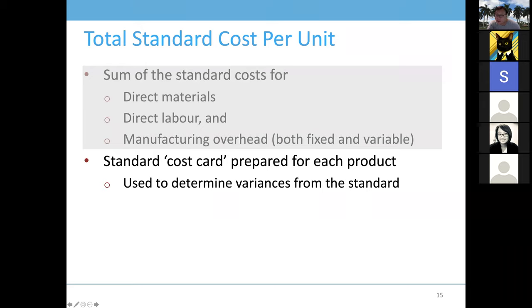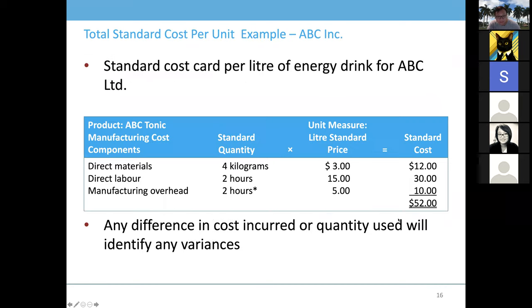And once you have the actual numbers, you can determine the variances from this standard. So for example, this will be a standard cost card. For material, for each liter of the energy drink, you need 4 kilograms of direct materials, and each kilogram costs $3. So the standard cost for the direct materials is $12. For direct labor, you need 2 hours, and each hour is $15, so that's $30 for each liter. And the manufacturing overhead is $10 each liter. So together, to make 1 liter of energy drink, your standard cost is $52.